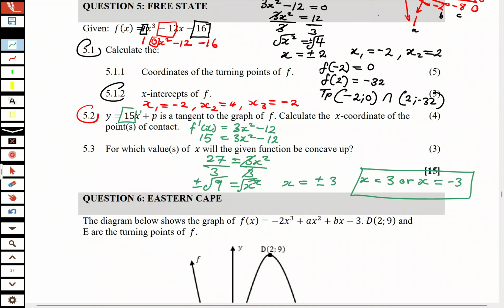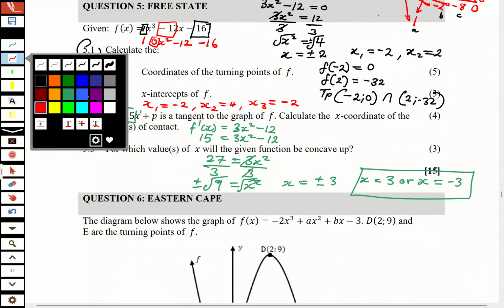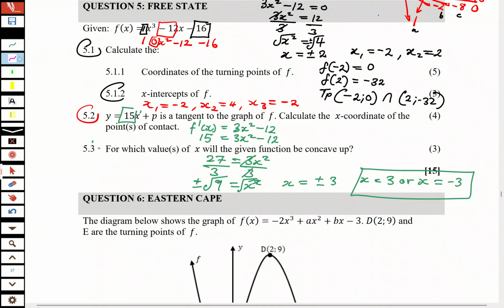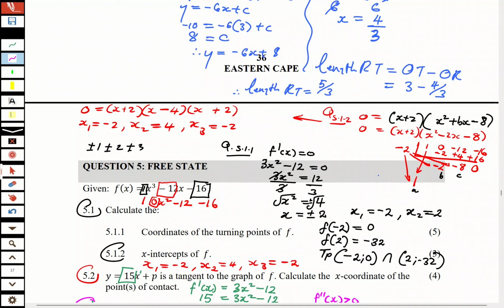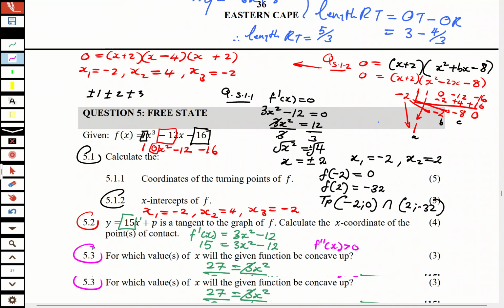15 minutes to 5. So now they say let me see red. We used red. So let me just use this one, pink. So now, for which values of x will the given function be concave up? I told you before that concavity depends on what? On the second derivative. And concave up depends on what? On greater than 0. So what do we have to do there? Where can I squeeze this information?